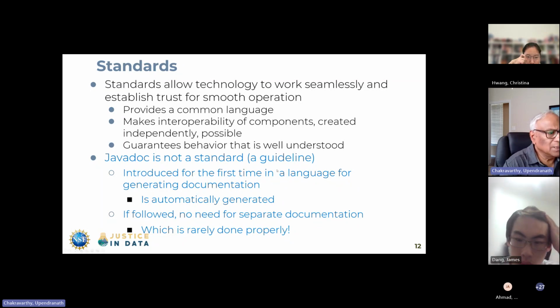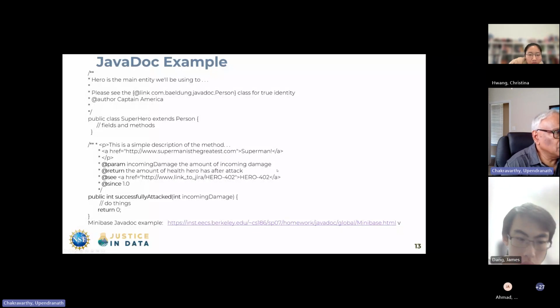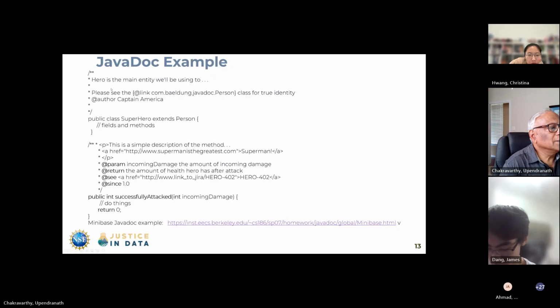So how does Java do it? Here. You need to sprinkle a bunch of things as part of your code using some standard notation like @param, @return, @since. Once you provide these things and run it through the Java documentation tool, documentation is automatically generated.